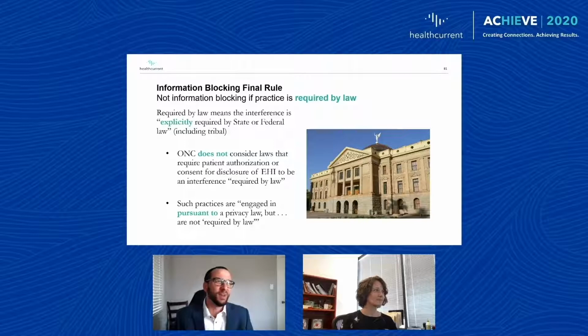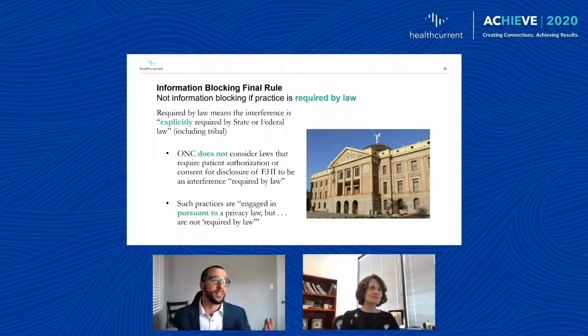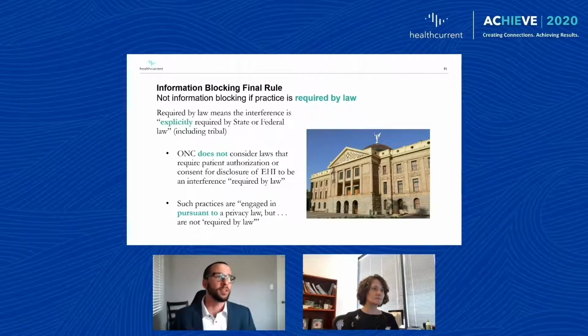I think this is, Mel, when we're reviewing the rules and going through this, often comes up as just a point of confusion in terms of what to clarify. So the first thing ONC says is, okay, you must share information unless the restriction or the interference is required by law or an exception. So let's table exceptions for a second and break down that required by law element.